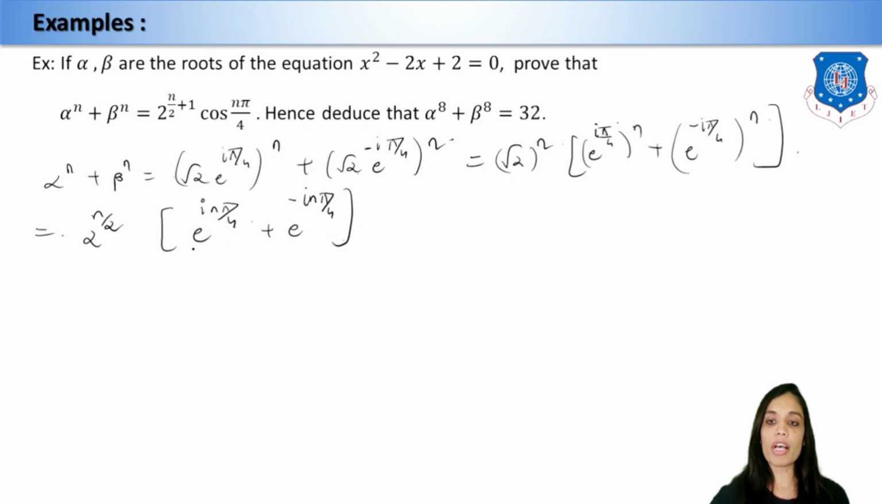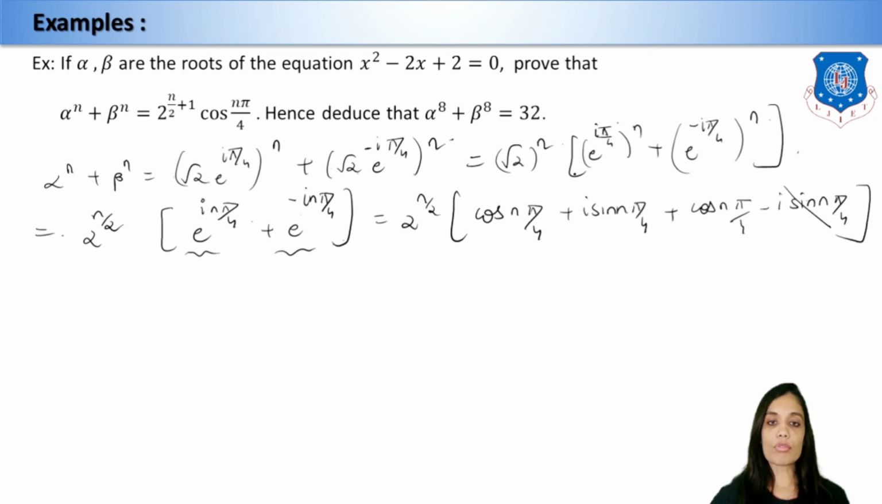Now using Euler's formula we can simplify these two as 2 raised to n by 2 into cos n pi by 4 plus i sin n pi by 4 plus this can be written as cos n pi by 4 minus i sin n pi by 4. Right, now these two get cancelled out. So we are getting 2 raised to n by 2 into 2 times cos n pi by 4. So finally we have obtained our desired result, that alpha raised to n plus beta raised to n is equal to 2 raised to n by 2 plus 1 cos n pi by 4.